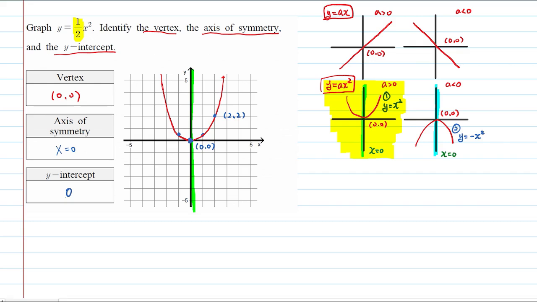Let's just remember, here the axis of symmetry is x equals 0. Basically what that means is all the points on this green line, no matter what the y value is, the x value is always equal to 0. So that x equals 0, it's not the value of x itself, it's the actual equation of the line, the vertical line.